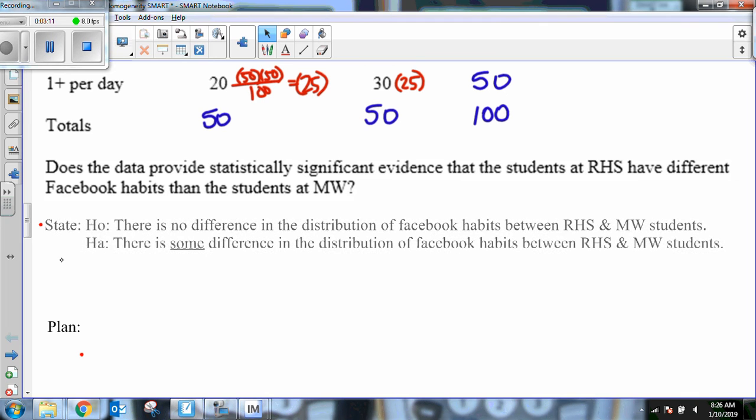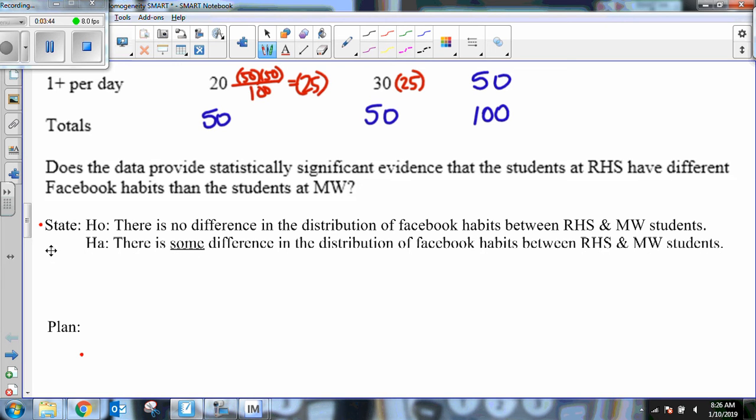So here's the state portion. For the null hypothesis, there is no difference in the distribution of Facebook habits between Redwood students and Mount Whitney students. We're assuming that we're the same, okay? Now again, we're hoping to show that we're different. So our alternative is just that there is some difference in the distribution of Facebook habits between RHS and Mount Whitney students. I just put in the word some. We don't have to show that there's a great deal of difference. We're just trying to show that we are different.